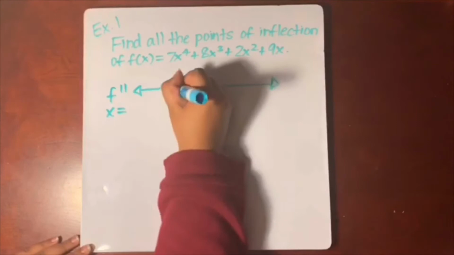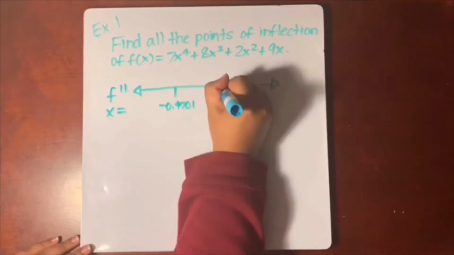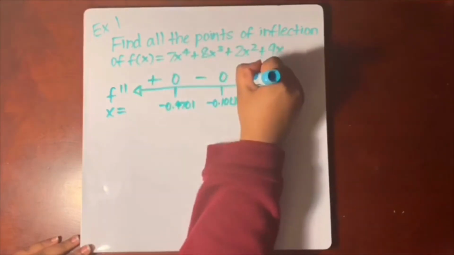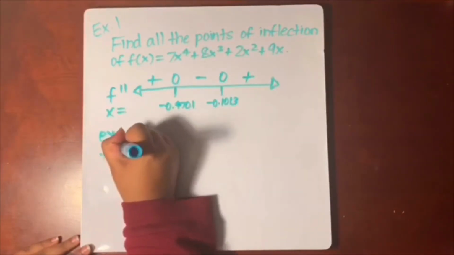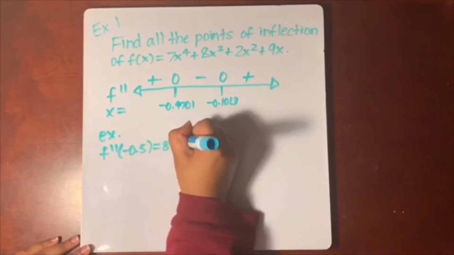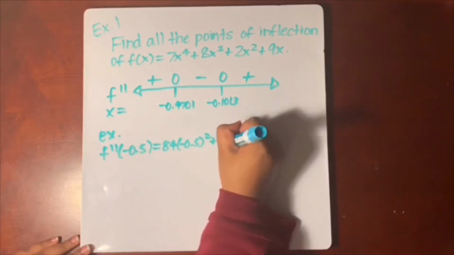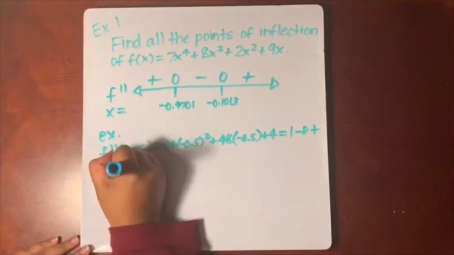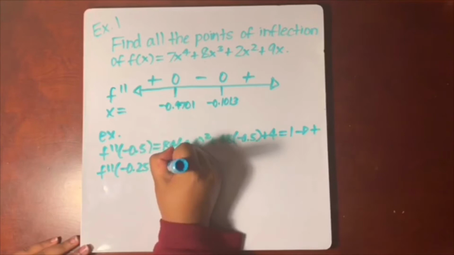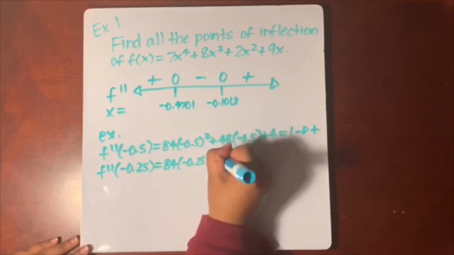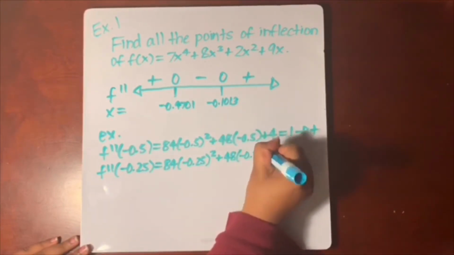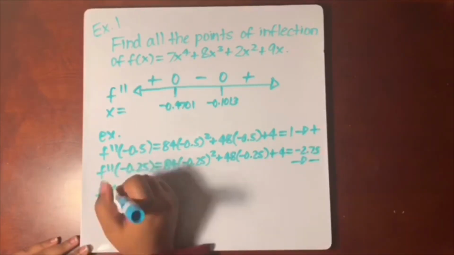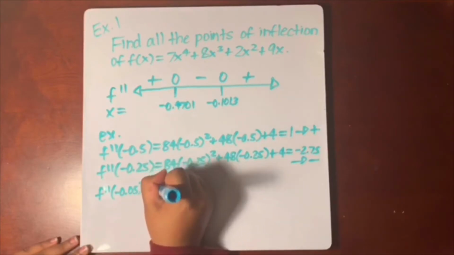Plug in numbers on intervals negative infinity to negative 0.4701, and the next interval is negative 0.4701 to negative 0.1013, and the final interval is negative 0.1013 to infinity into f double prime of x to find the sign of each interval. If the sign changes at each critical number, then that means there is a change in concavity at the critical numbers. Thus, that critical number represents the x value of an f of x point of inflection.